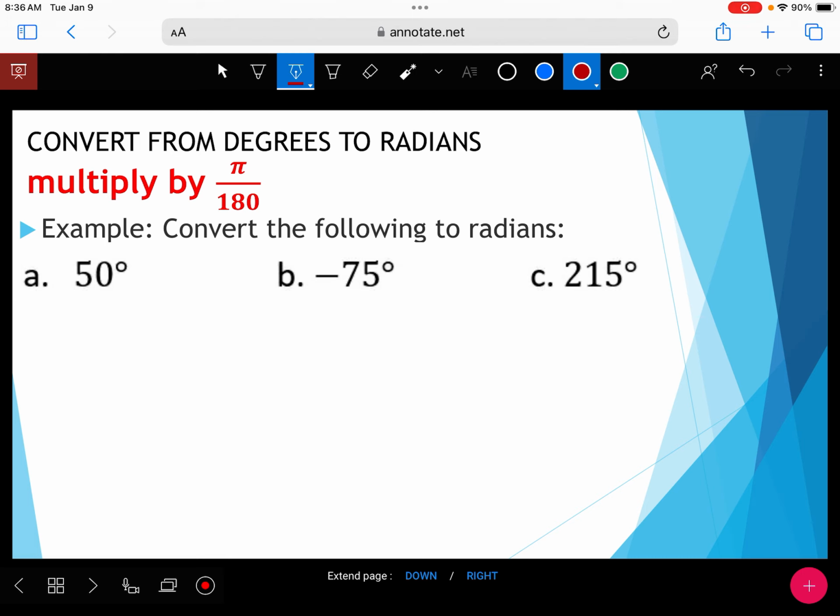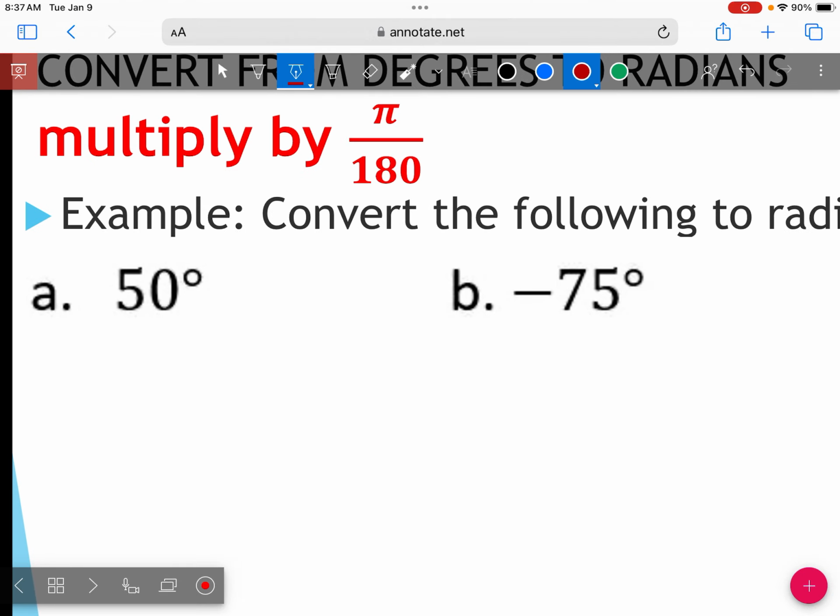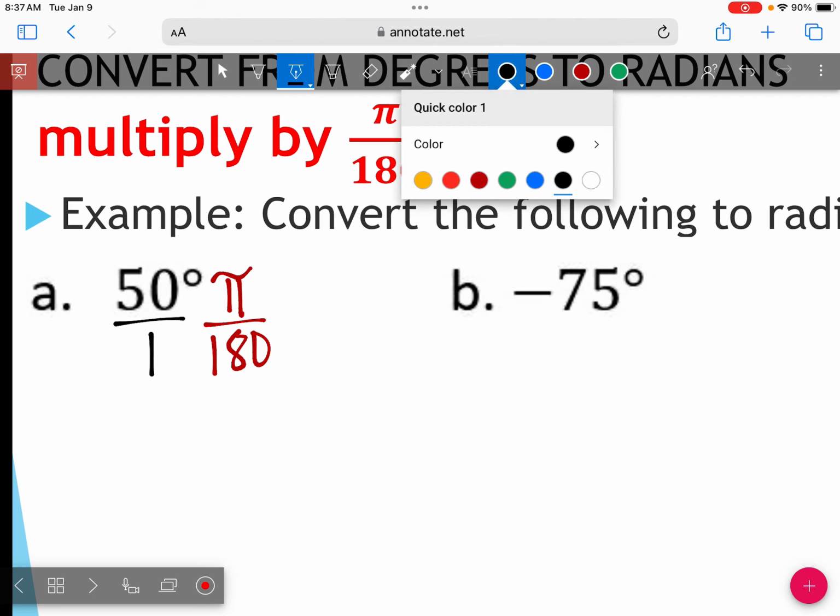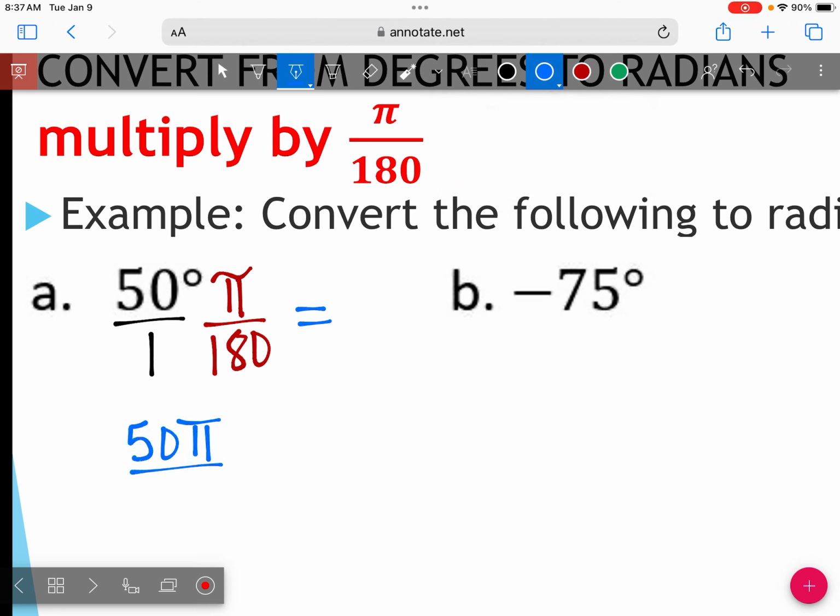So this is where our multiplication facts are going to really help us a lot, because we have to do these again without a calculator. We're going to be multiplying and reducing fractions without a calculator. So for this first one, when the angle is already in degrees and I want to convert it to radians, I'm going to multiply it by pi over 180. When you multiply fractions, you go straight across, because this 50 is over 1. It has an invisible denominator. So we're going straight across, and that gives us 50 pi over 180 degrees.